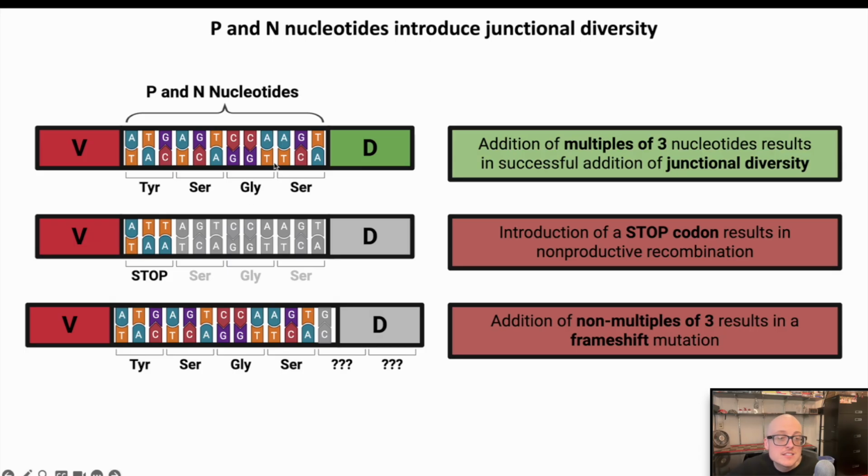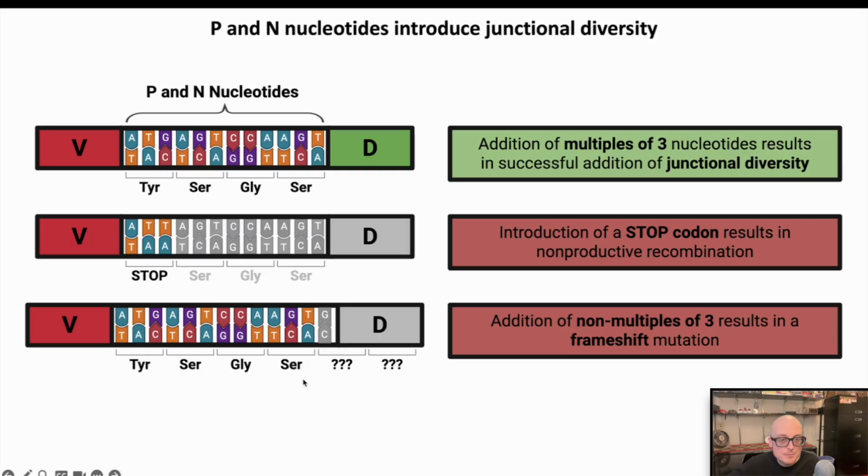But the stop codon is not the only deleterious mutation that might result. The other mutation that might happen is what we call a frame shift mutation. Frame shift mutations occur when the numbers of P and N nucleotides add up to a number that is not a multiple of 3. Remember that codons are sets of 3 nucleotides that together encode a single amino acid.